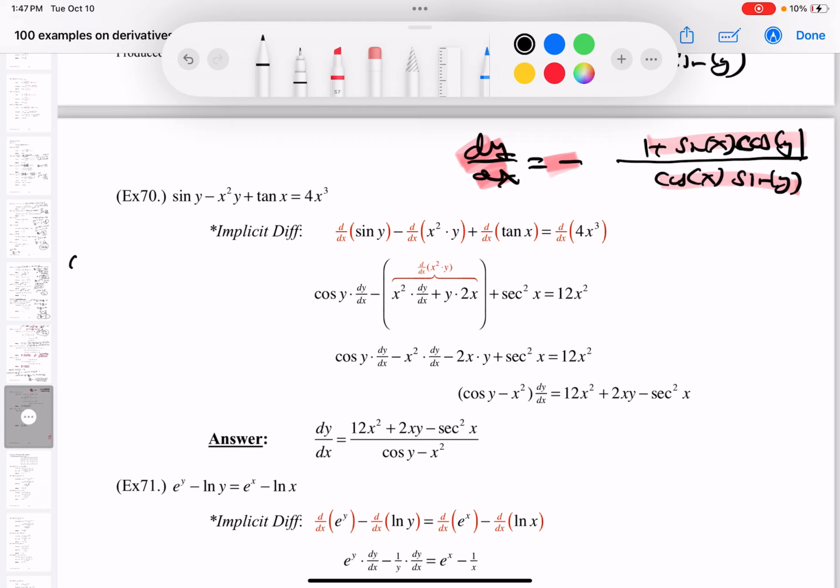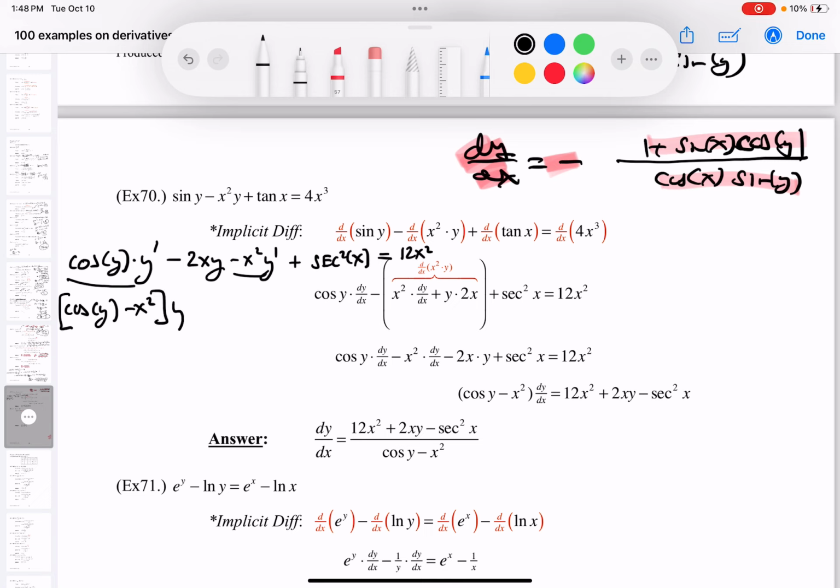So it's going to be the cosine of y, y prime, minus, that's going to be a tough one, 2xy, just differentiated x by the way, minus x squared y prime. The derivative of tangent is secant squared of x, dx, but I'm not going to write that down, equals, that's 12x squared. All right? So I'm going to say cosine y, I see that, and I see this, minus x squared y prime equals 12x squared plus 2xy, that's this guy over here, minus secant squared.